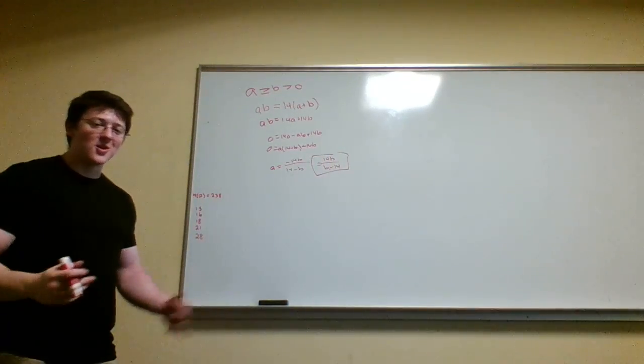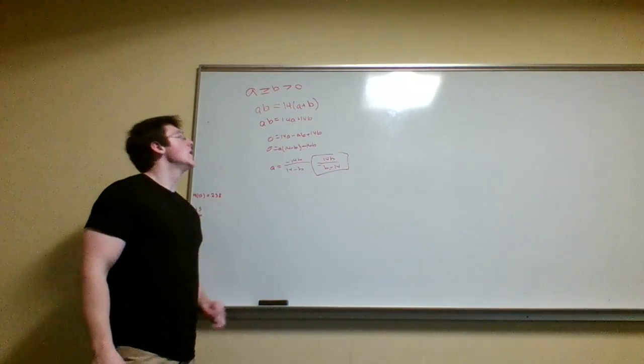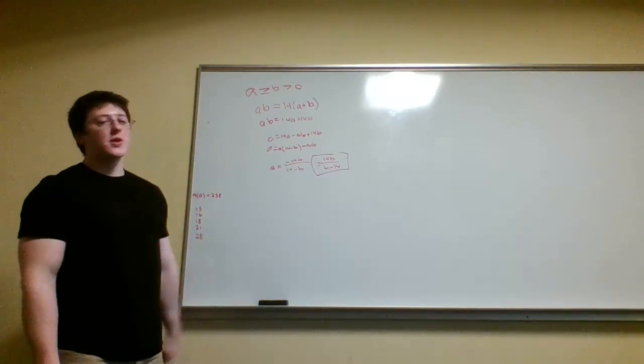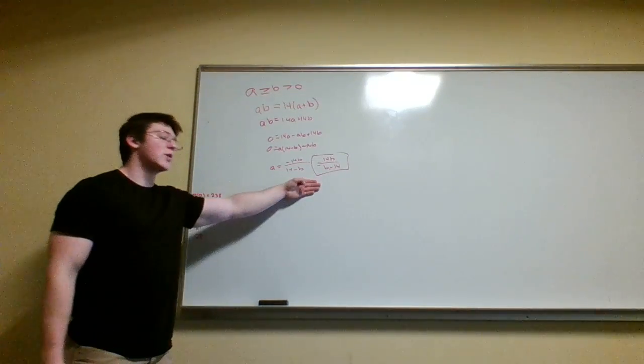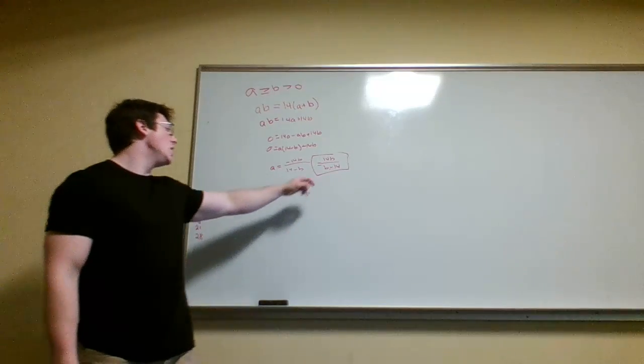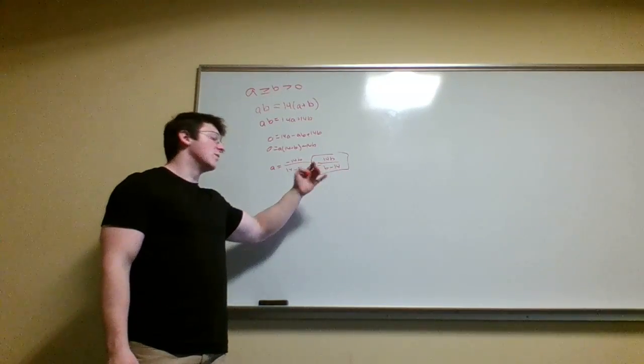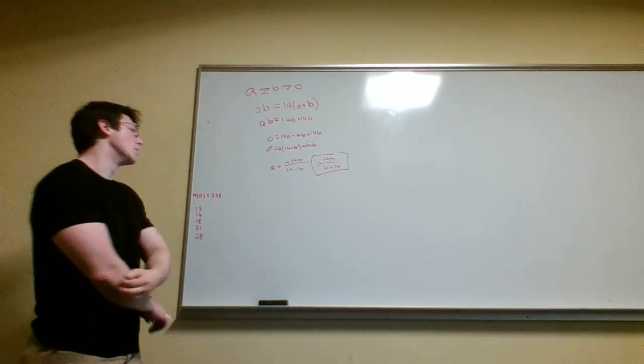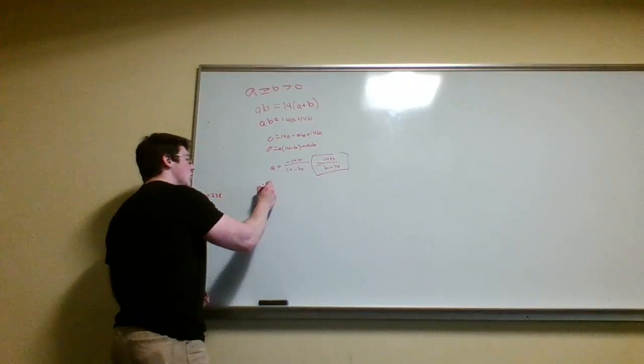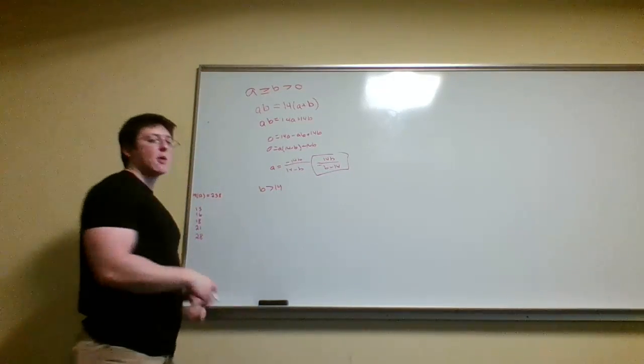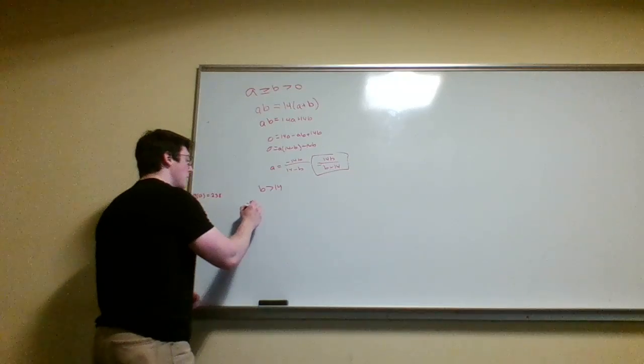Alright, so what can this expression tell us? Well, we know that if A and B both have to be positive, then B has to be greater than or equal to 14. But if B equals 14, that's undefined, so we can't divide by 0. So we know that B has to be greater than 14. So now we can just start guessing and checking. Well, can B equal 15?